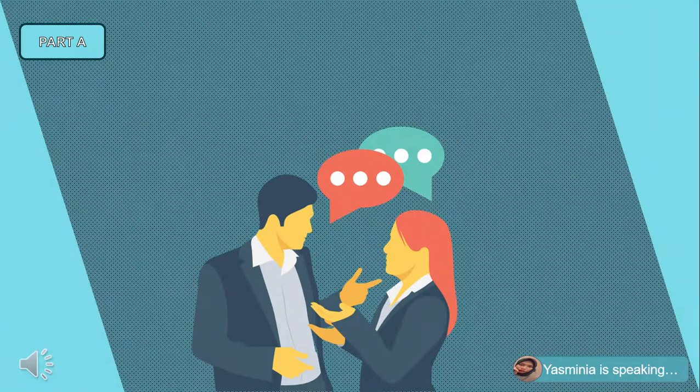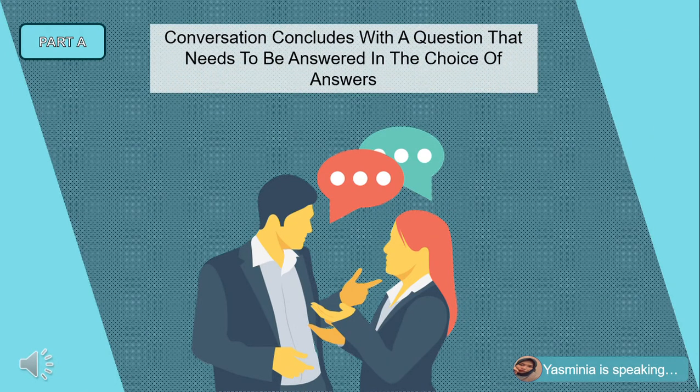Here I will explain how to answer in Part A of the TOEFL listening section. There is a short conversation between two persons. Each conversation concludes with a question that needs to be answered by choosing from the answer choices. There are 30 questions in Section A.